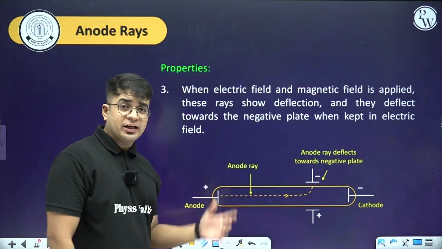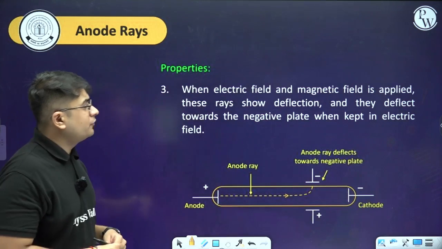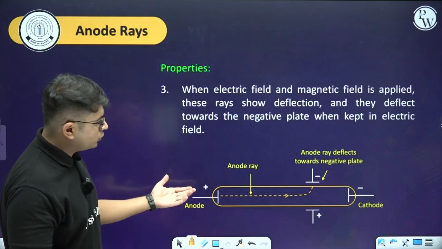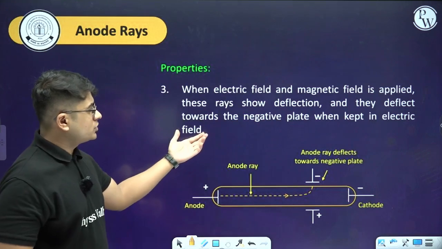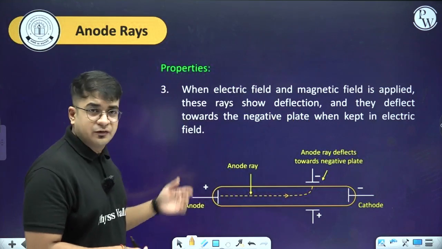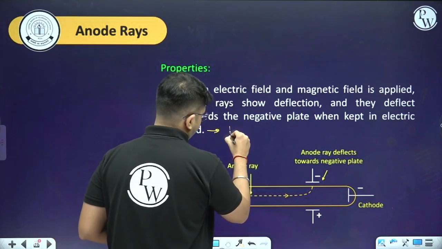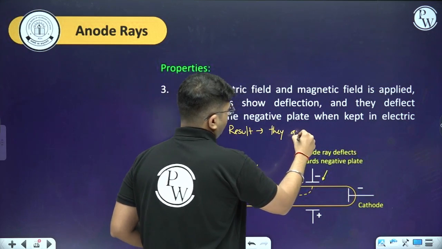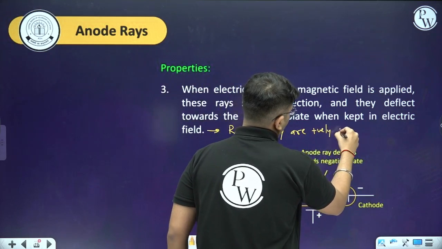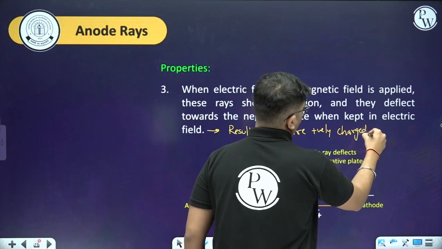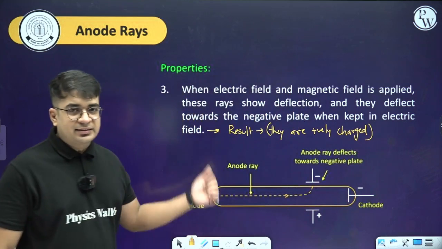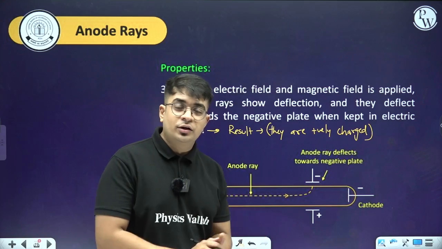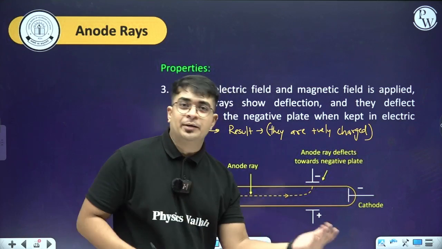Okay. Now the next part is that when an electric field and magnetic field are applied, they show deflection, because we know that they are positively charged. So definitely they are going to show the deflection. When they deflect towards the negative plate in the electric field, the actual result is very easy: they are positively charged in nature. So the discovery of anode rays was not dedicated to protons only, but it was talking about the presence of some other type of particles.